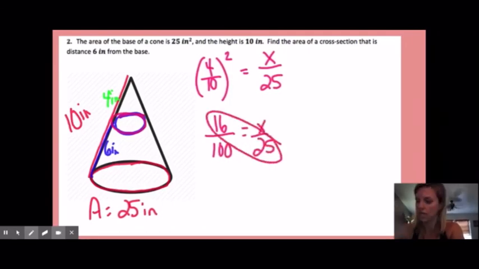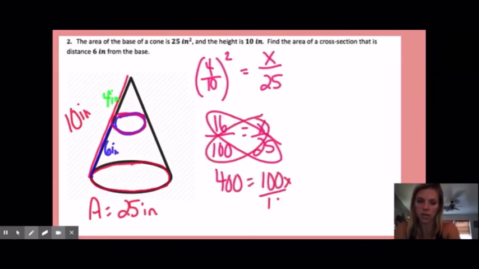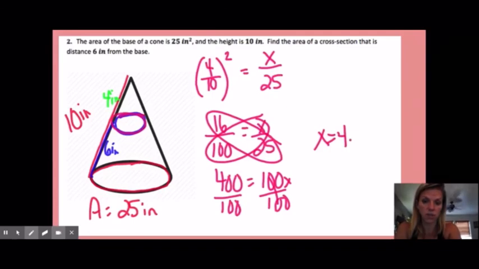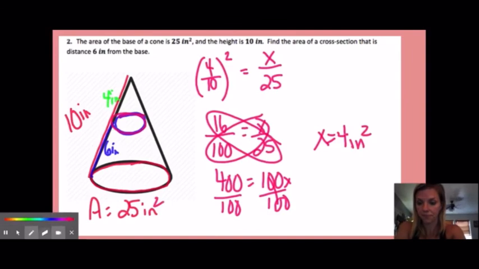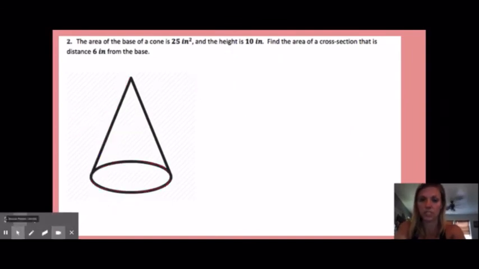4 squared is 16 over 10 squared is 100 equals x over 25. Cross multiply. 16 times 25 is 400 equals 100 times x, is 100x. Divide by 100. And x equals 4. And we were looking for the area of the cross section. So the area of the cross section is 4 inches squared. Okay? So it's just like when we did dilations.